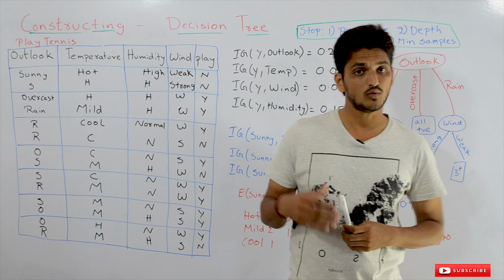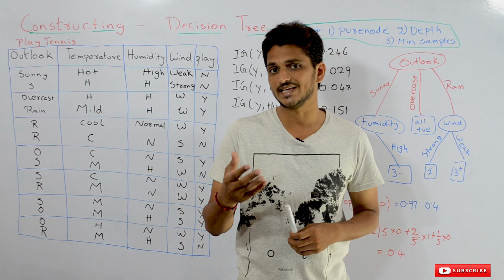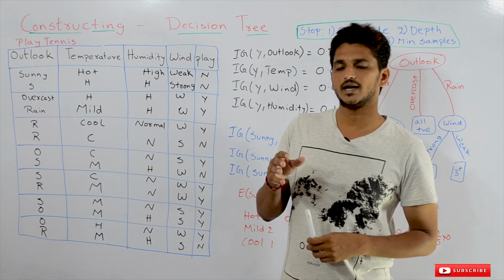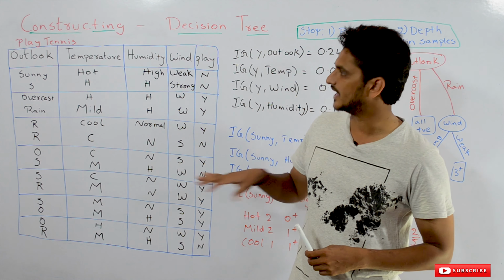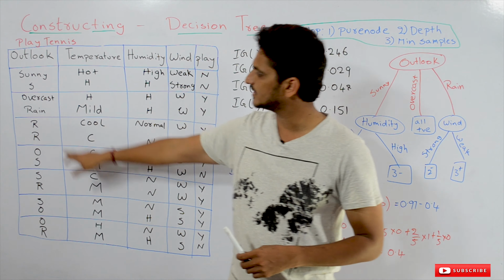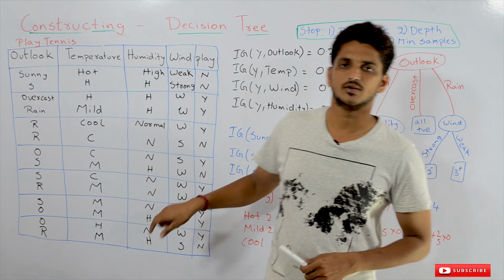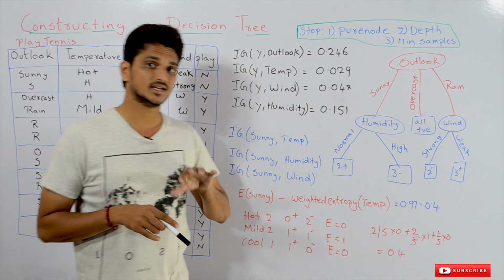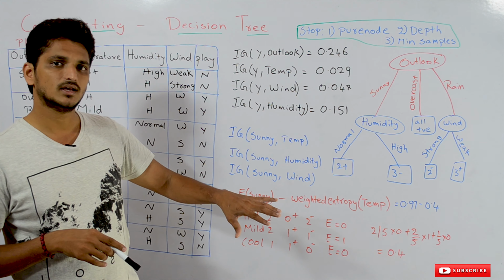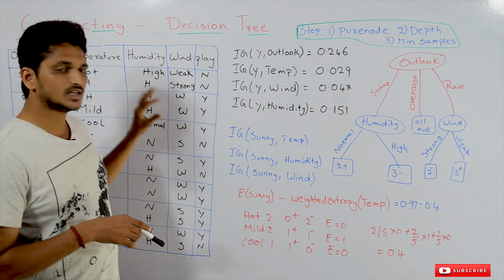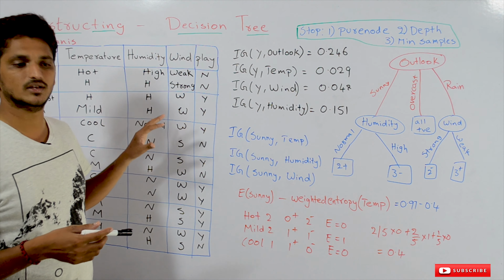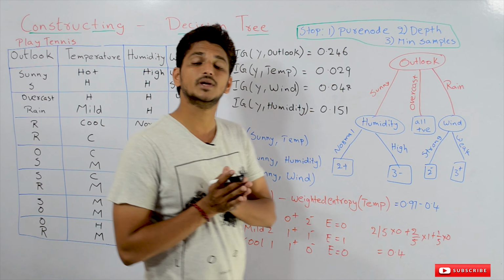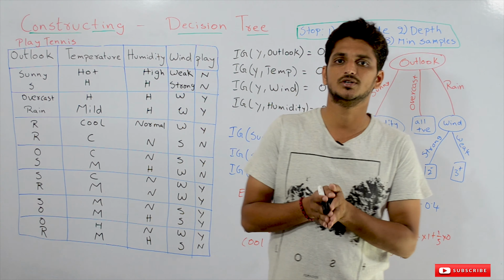So coming to how to construct decision trees, let's take an example data set and understand how to construct the decision tree. The example data set which we consider here is the play tennis data set. We already discussed this data set in our entropy class. So now we use this data set for constructing our decision tree. We use the concept of information gain for constructing decision trees.